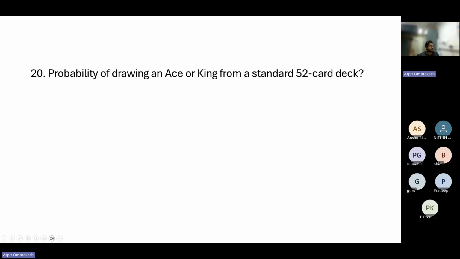Now, this is an easy one. What is the probability of drawing an ace or king from a standard 52 card deck? We have 52 cards, all of which are different. So if you are taking out one card, what is the probability of that card being an ace or a king?